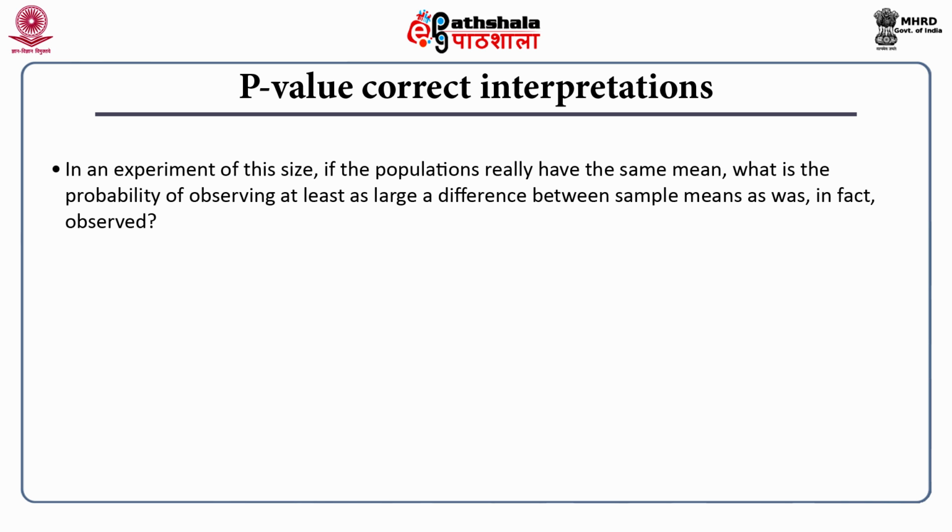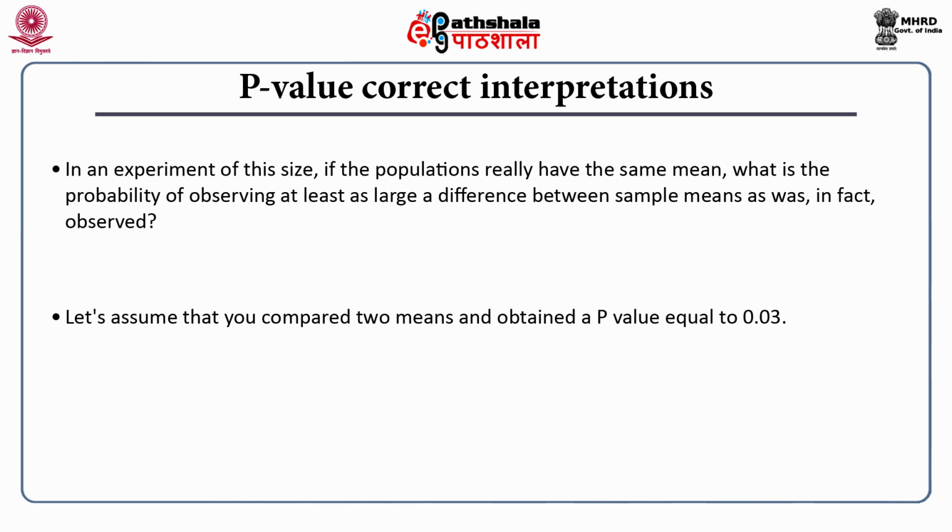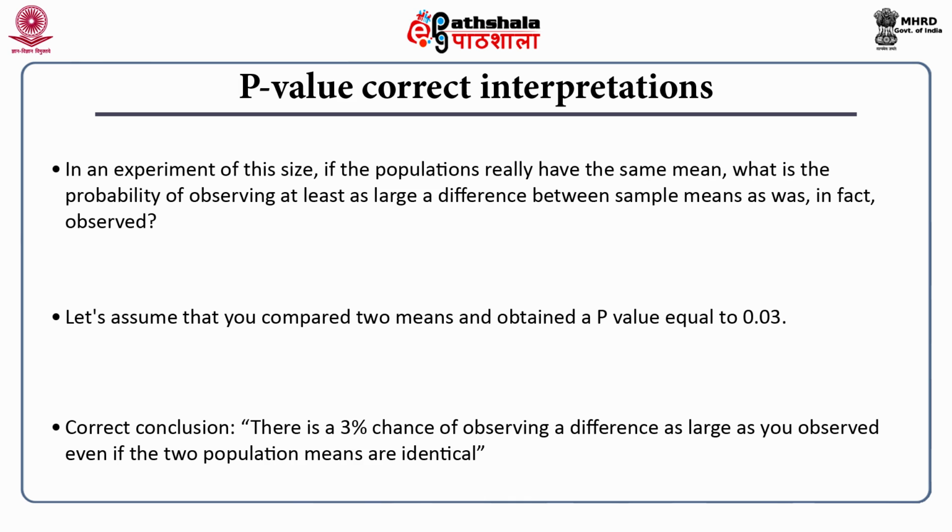In an experiment of this size, if the populations really have the same mean, that is, if the null hypothesis is true, what is the probability of observing at least as large a difference between the sample means as was in fact observed, or as large as or larger than the effect that you observed in this particular experiment? So let's assume you compared the two means and obtained a p-value of 0.03. The correct conclusion is there is a 3% chance of observing a difference as large as you observed even if the two population means are identical. That exactly is the right way of interpreting the p-value.